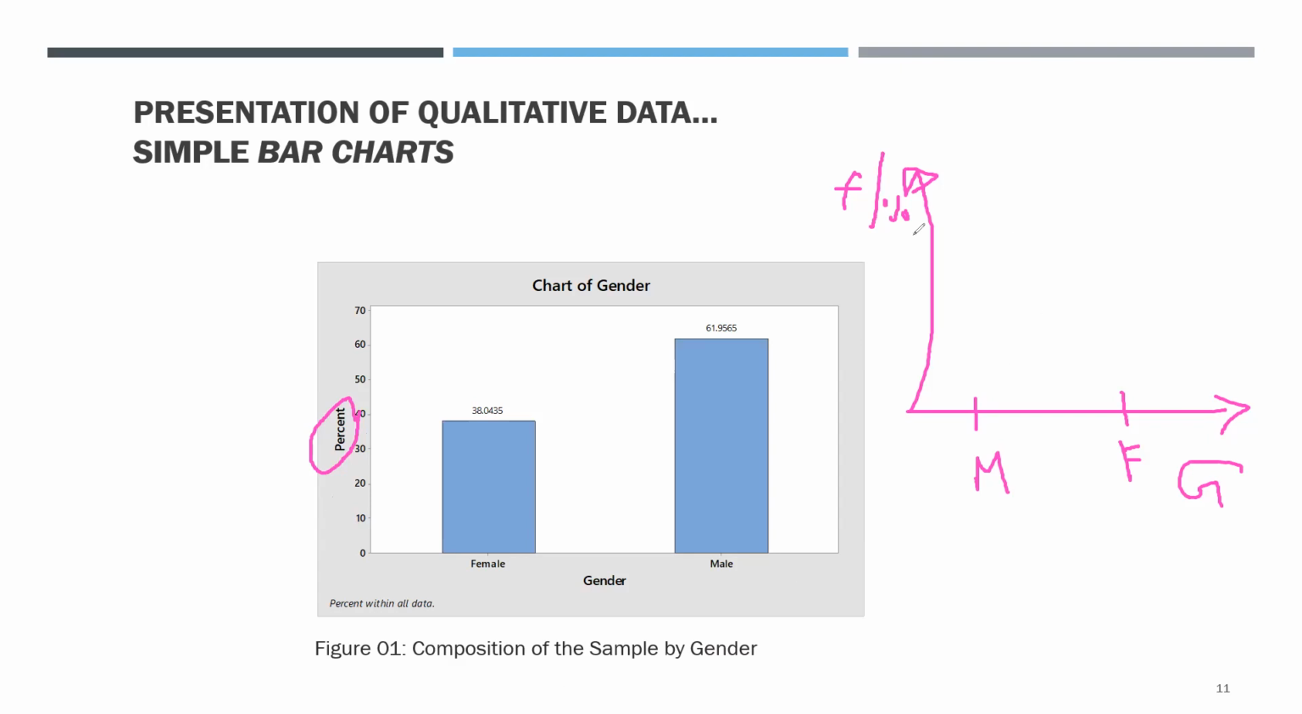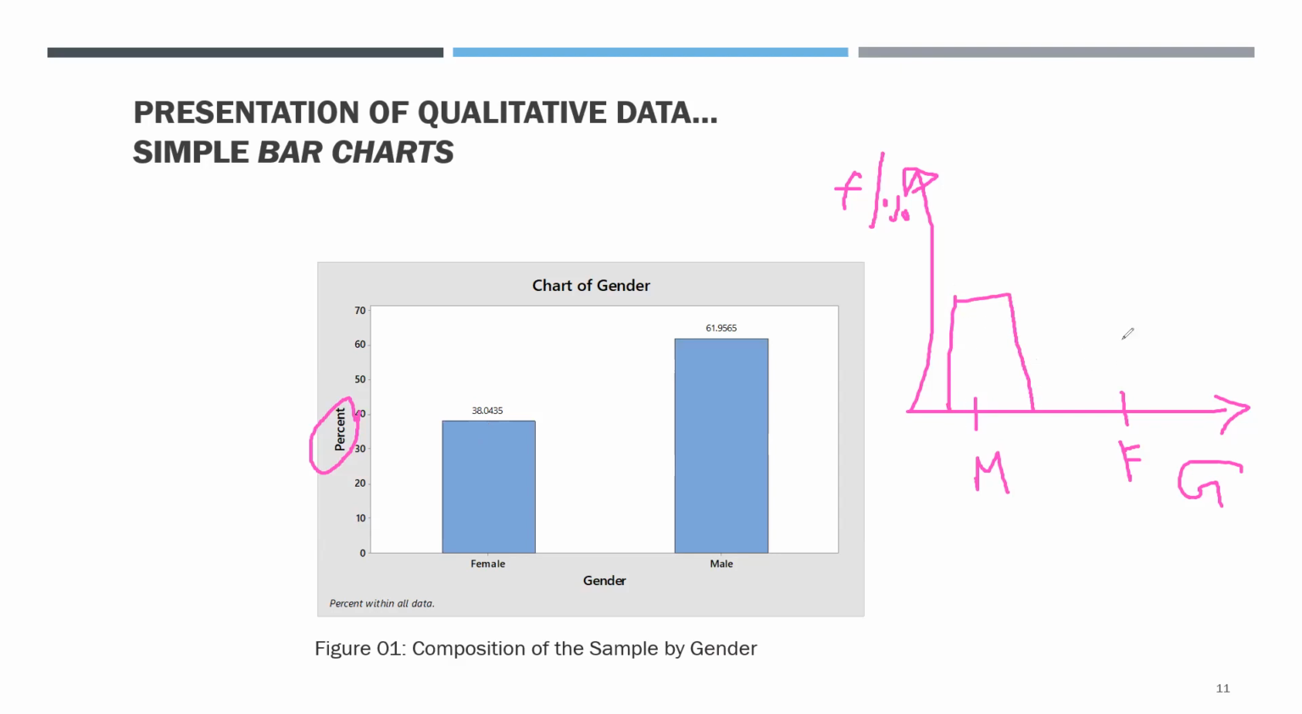Now these are the categories of your categorical variable, and this vertical axis represents the frequency or the percentage. And here for males, in this case, the percentage is nearly 38 point.